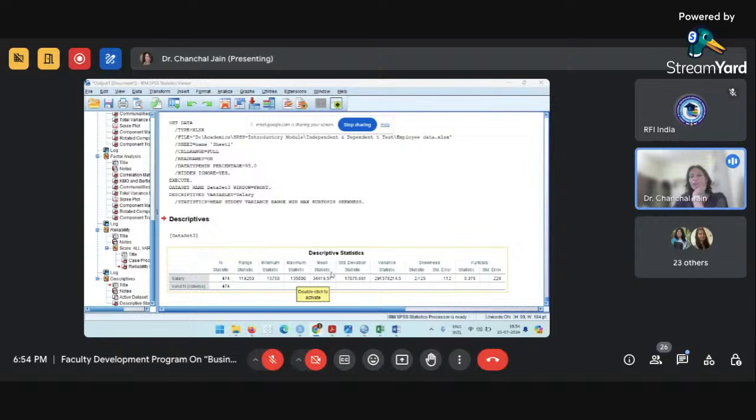Talking about the mean salary, it is 34,419. Standard deviation is 17,075.661. Variance is the square of your standard deviation, which will be a very large figure, something like 29 lakh. Skewness is 2.125 and the kurtosis is 5.378.